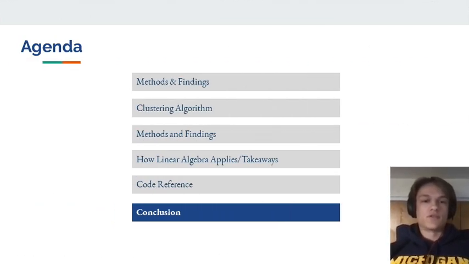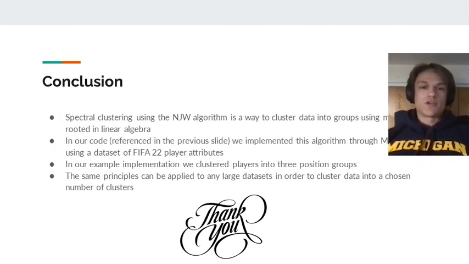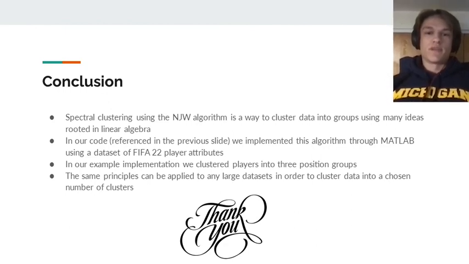And finally, for our conclusion, spectral clustering using the NJW algorithm is a way for us to cluster data into different groups using many ideas rooted in linear algebra. In our code referenced on the previous slide, we implemented this algorithm through MATLAB using a data set of FIFA 22 player attributes. And in our example, we clustered players into 3 different position groups. But the same principles can be applied to many large data sets in order to cluster data into a chosen number of clusters in many situations.